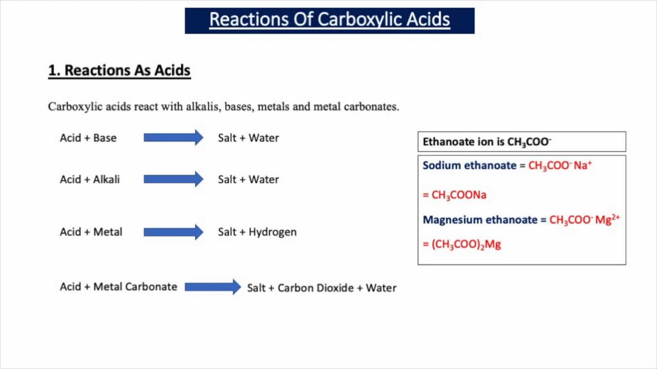And for magnesium ethanoate, we have CH3COO- for the ethanoate ion and Mg2+ for the magnesium ion. Now, I need two ethanoate ions to cancel out an Mg2+ ion, and therefore the chemical formula is (CH3COO)2Mg. Now, it's worth pointing out that the chemical formula of carboxylic acid salts are often written with the charges of the ions still present in the formula. So for example, sodium ethanoate is often written as CH3COO- Na+. And this is to remind people of the ionic bond that's present between the two ions.